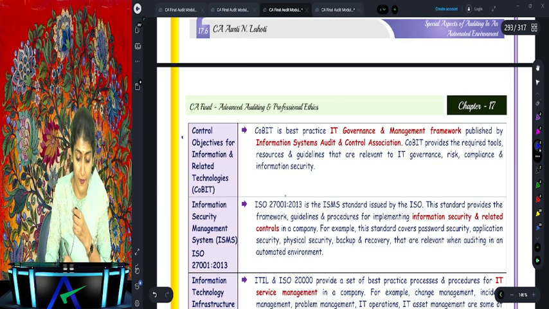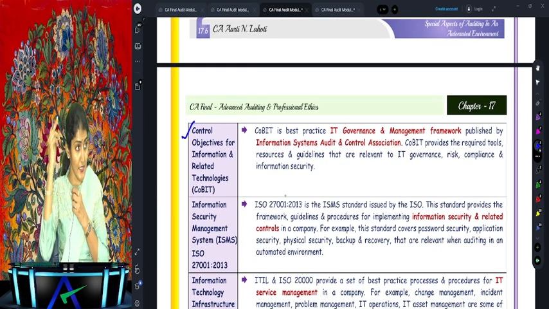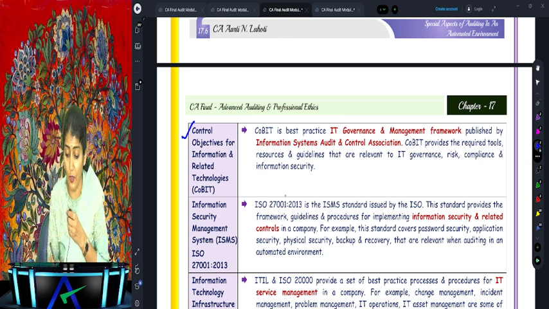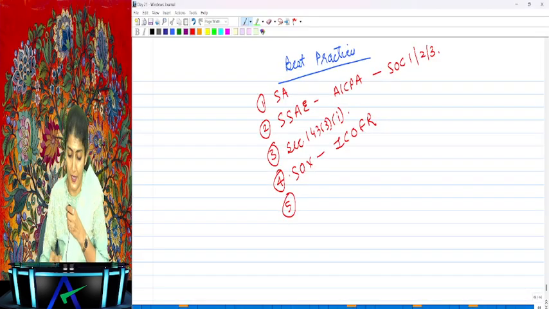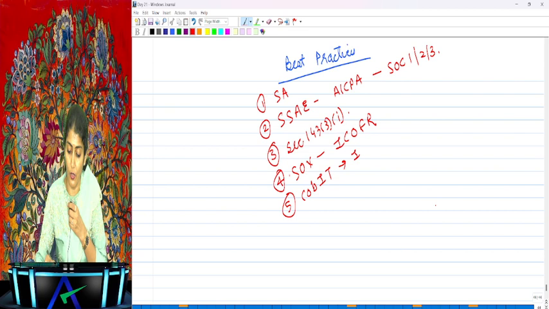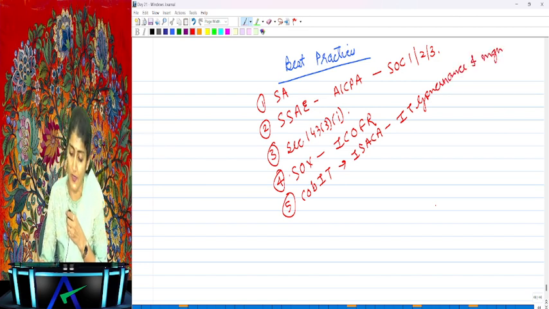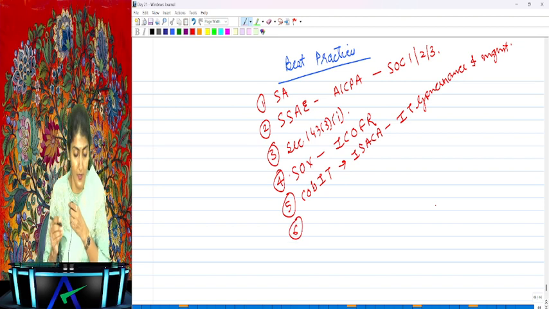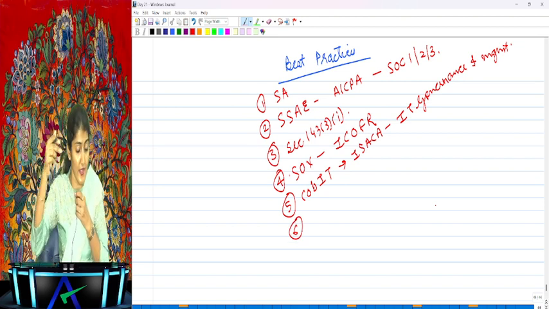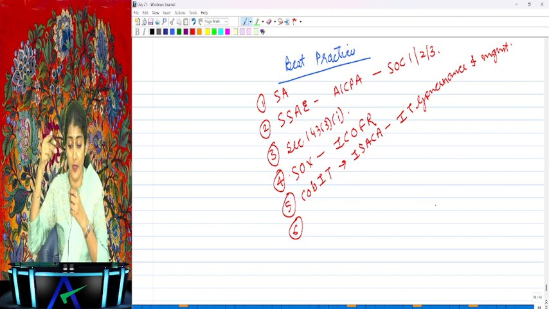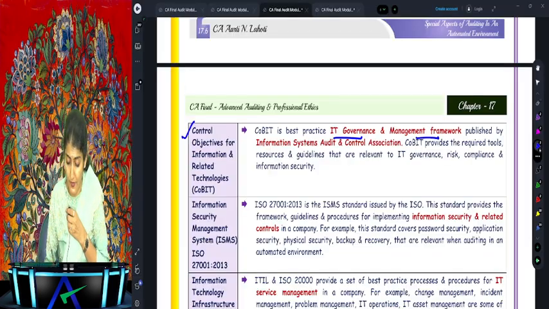Then COBIT. Have we already met COBIT in our internal control chapter? It talks about IT governance and management. The Control Objectives for Information and Related Technology is issued by the Information Systems Audit and Control Association, which has been talking about IT governance and management in a company. Are you understanding this? All these are candidates for MCQs also. So SA, then SSAE, then section 143(3)(i), then the Sarbanes-Oxley Act. All these are points to remember. Then you have COBIT.